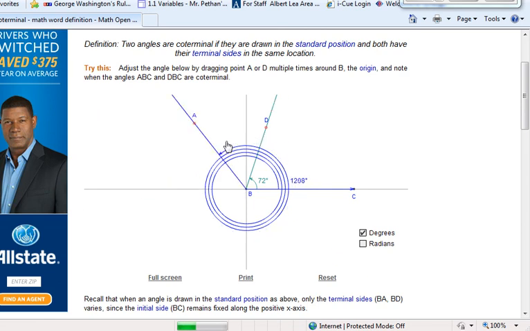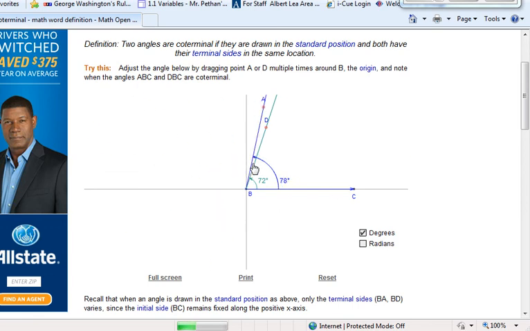Same thing happens if I go backwards this way. So here's my original one, 72 degrees. I'm going to go backwards, so I get back to 0, and then I start going in the negative direction. If I go around just one time, I get 72 minus 360, which is negative 288.